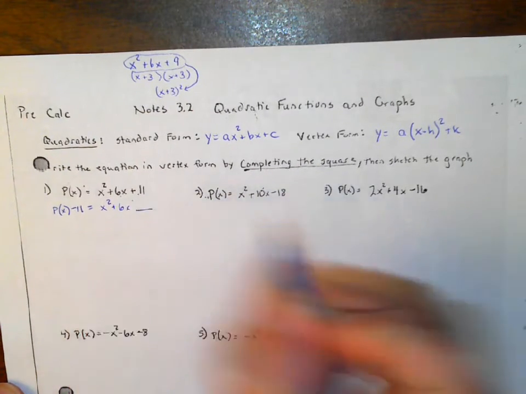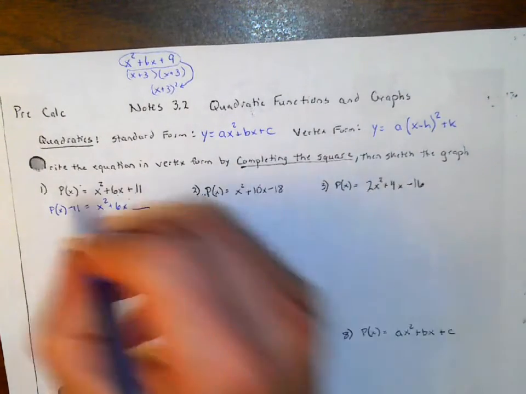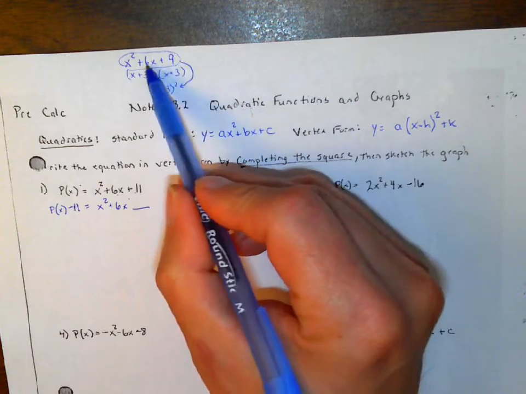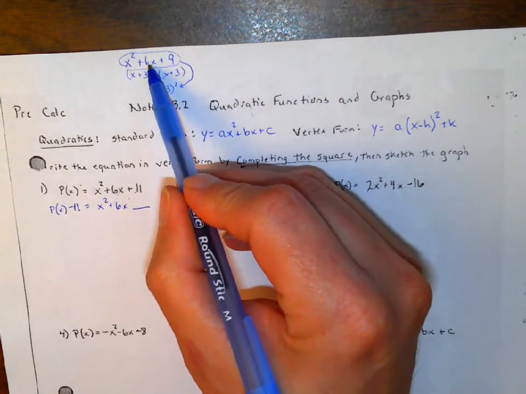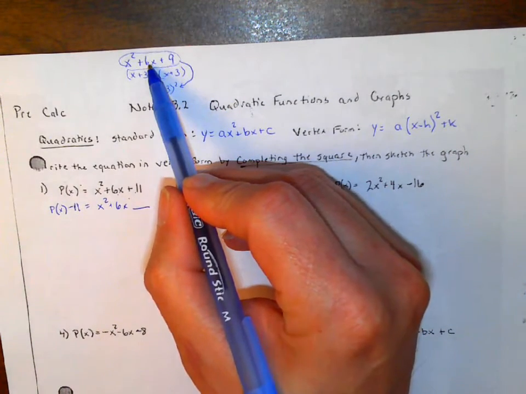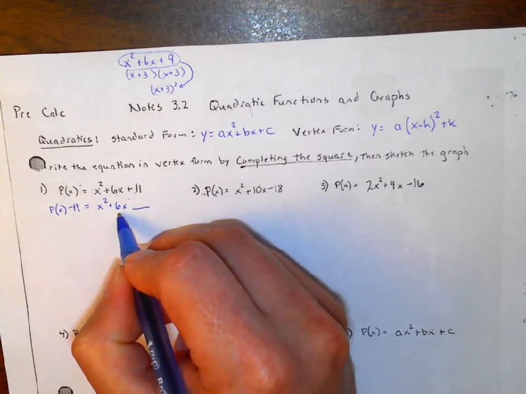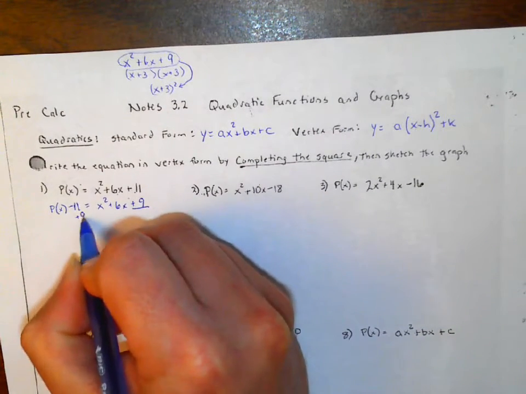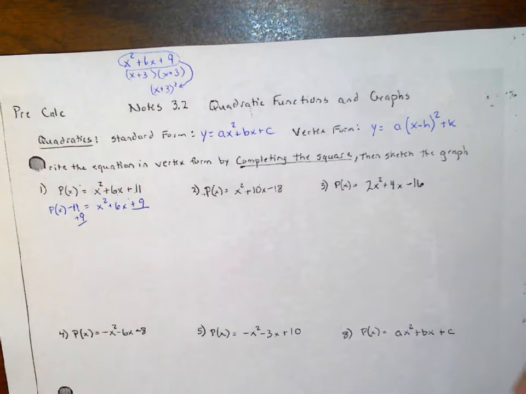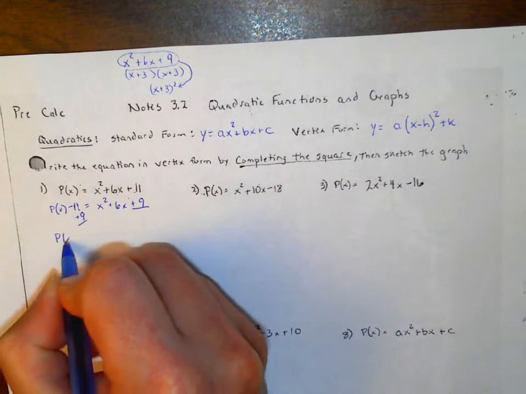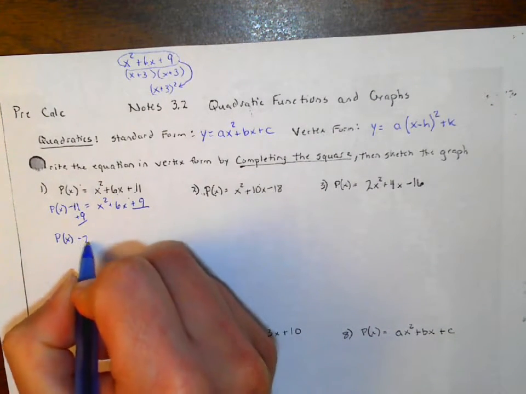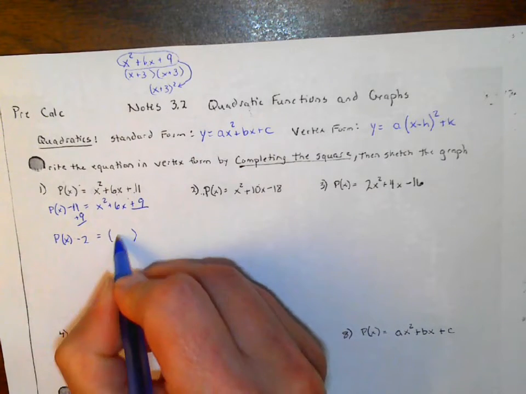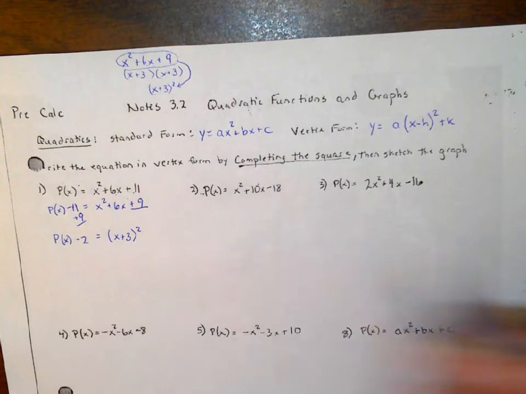Okay, now here's where the completing the square idea comes in. We have to think, what are we going to do to get this to be a complete square? What we do is take half of this number and square it. So half of 6 is 3. 3 squared is 9. And what I do to one side of the equation, I have to remember to do to the other side as well. So then I would have p of x, and if I put these together, minus 2. If I would factor this, that'd be x plus 3 times x plus 3, which is x plus 3 squared.